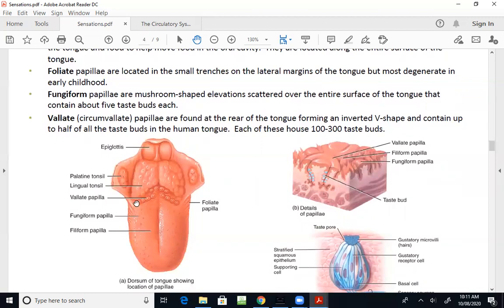And then valate, which form an inverted V, which is kind of handy because the letter V begins the word valate. They're found at the rear of the tongue, once again forming an inverted V shape, and they contain up to half of the taste buds in our human tongue, each of those papillae containing 100 to 300 taste buds.